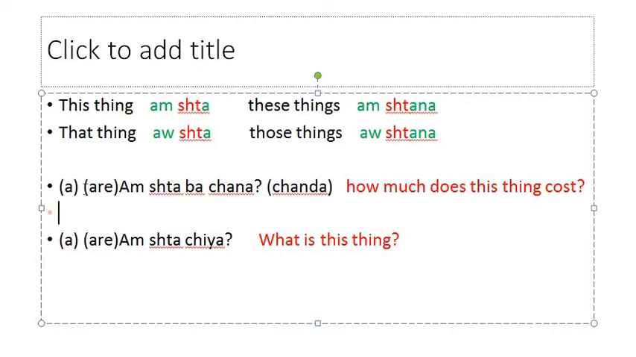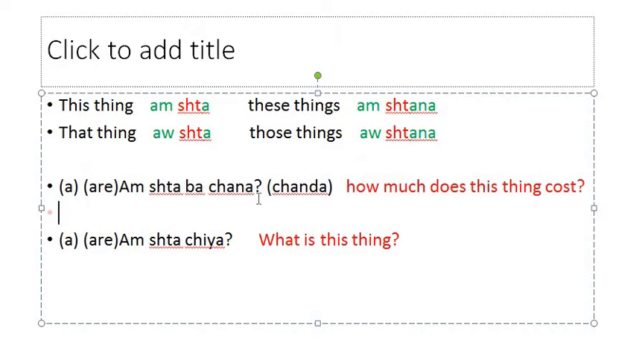Now let's forget about the words inside the brackets and focus on the sentence first. Then I'm going to show you the words in brackets. What do they mean? Amshta bachana means how much does this thing cost? But we say that in the Slemani accent.